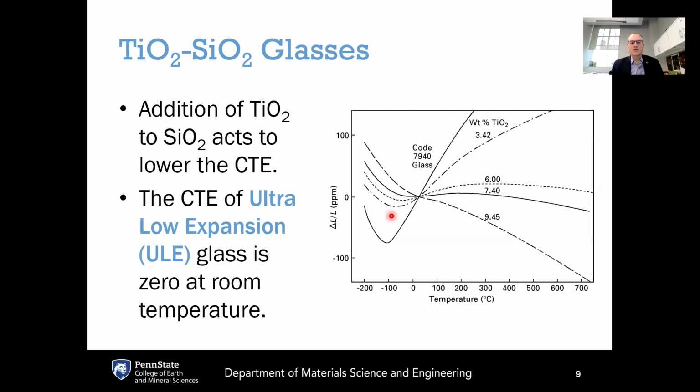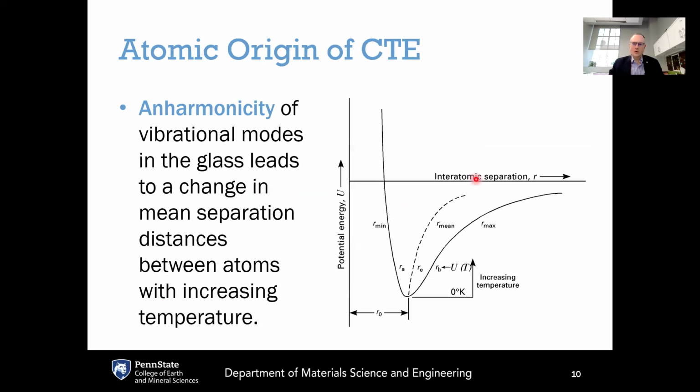ULE is also useful for telescopes in space and for mirrors in space because they are subject to widely varying temperatures, and ULE ensures that there aren't any dimensional changes that could distort the optics of the device in response to those temperature changes. Now, what is the atomic origin of the coefficient of thermal expansion?